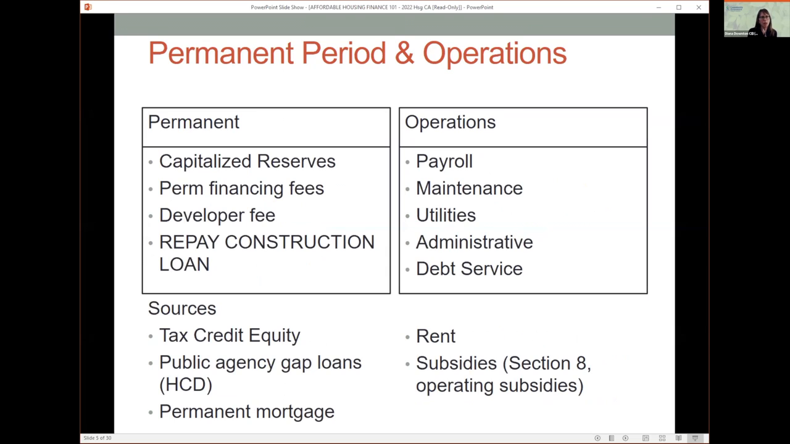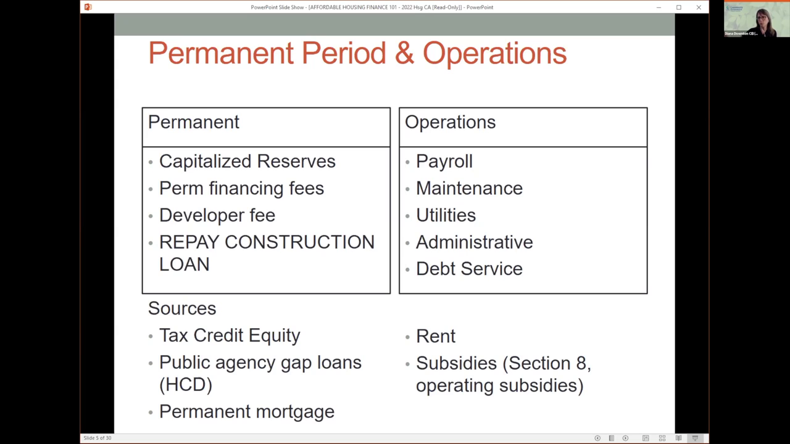So when you're done with construction, that is when your tax credit equity comes in. The majority of the tax credit equity comes in at the end of construction and repays your construction loan. Then there'll be a few other costs paid at the end, capitalized reserves, some permanent financing costs, your developer fee, but the primary cost is repaying the construction loan. And then the sources at that time are the tax credit equity, some other public agency financing. HCD funds typically only come in at a permanent conversion, not during construction. And then your permanent mortgage will typically, the construction lender may convert a portion of their loan to a permanent mortgage at conversion. So that's really the development period sources and uses.